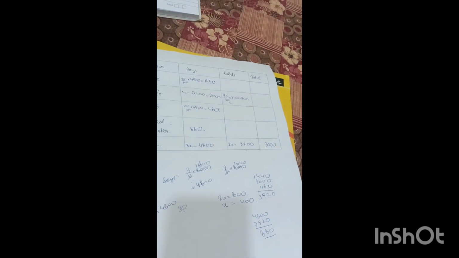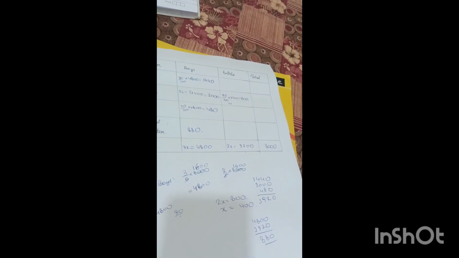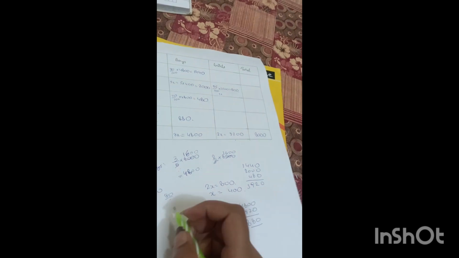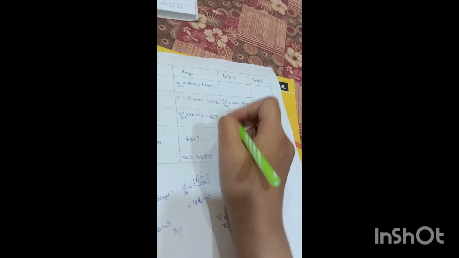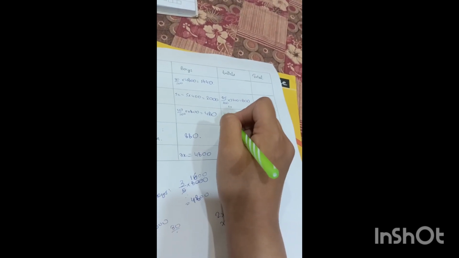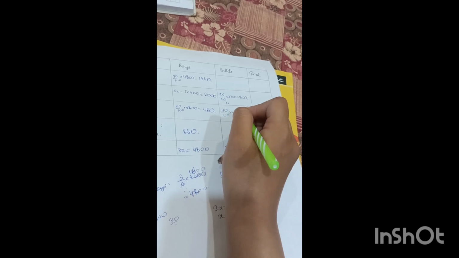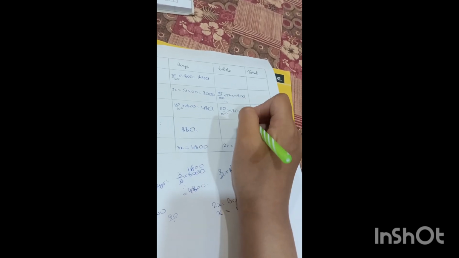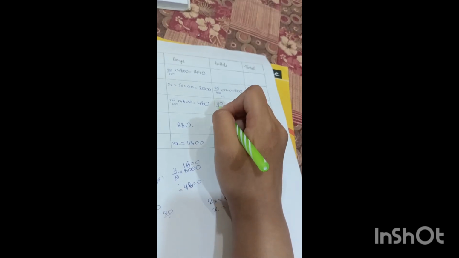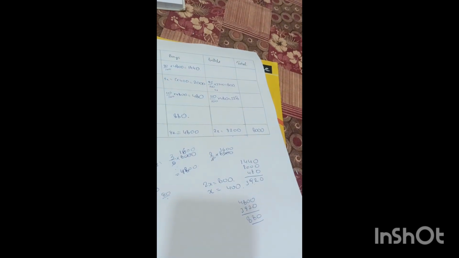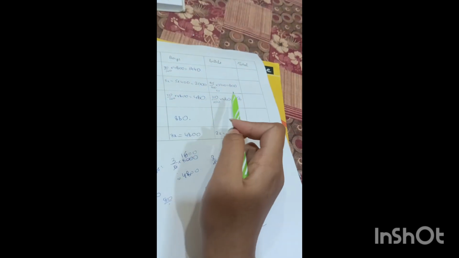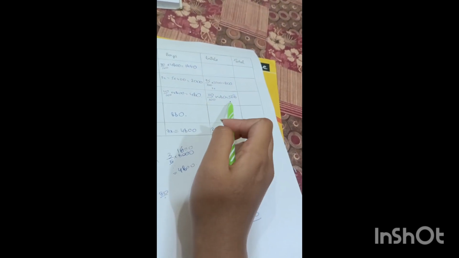Now the number of girls in sports is 10% more than boys in sports. So if it is 10% more, then we can do it like this: 110 upon 100 into 480. So we'll get the value as 528. Why have I taken 110? Because if we add 10 to 100, then we get 10% more. So like this we have solved it.